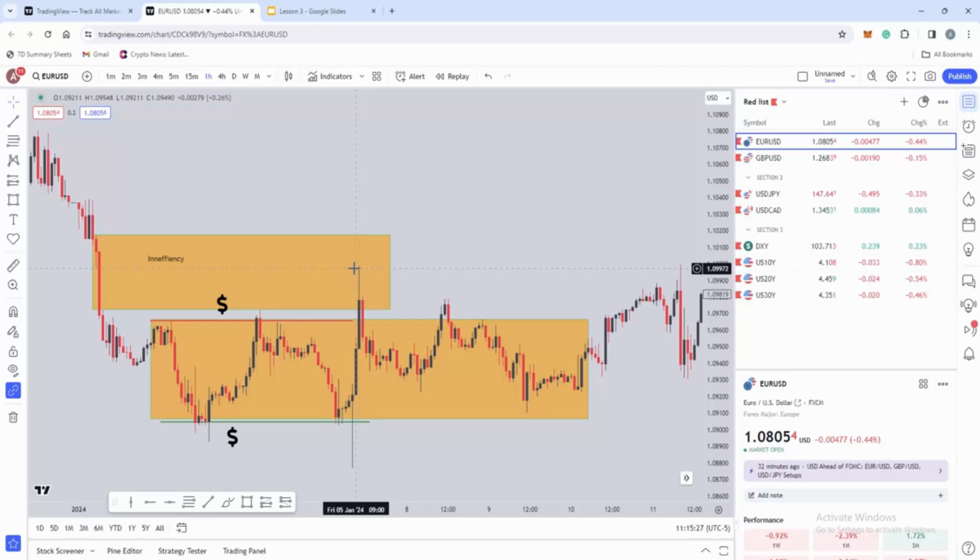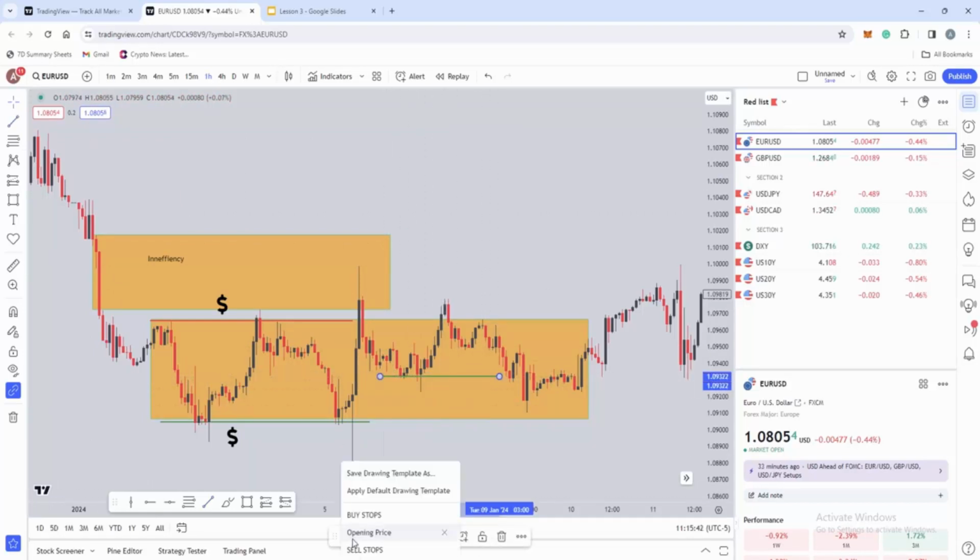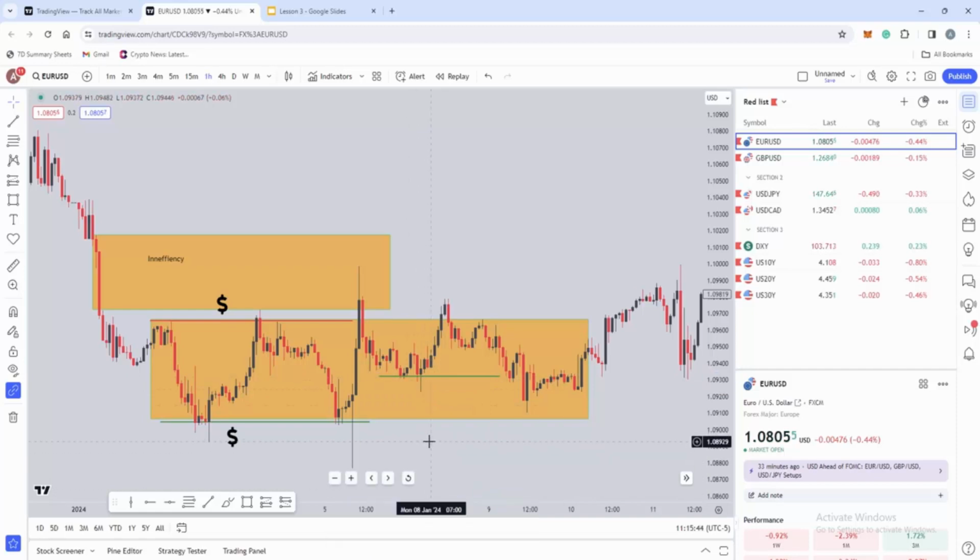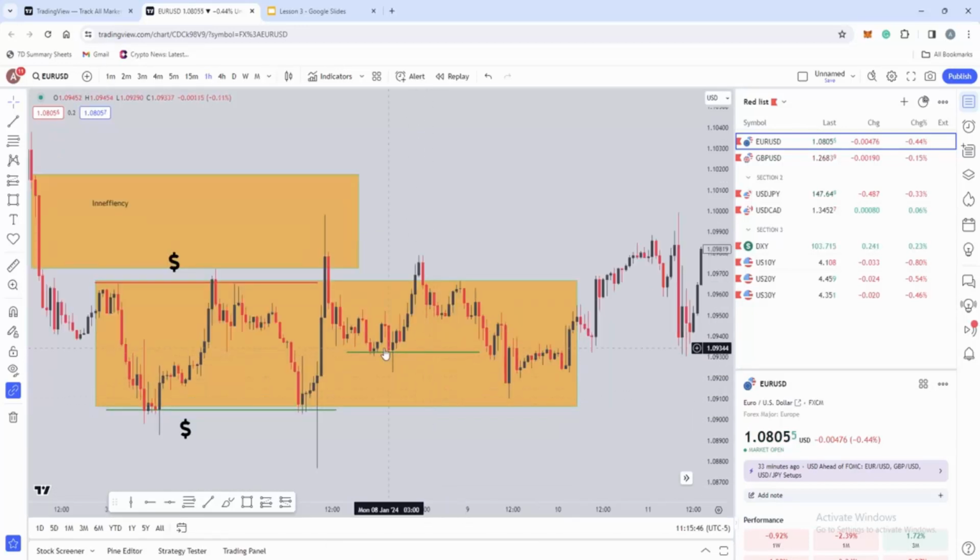So once price came to fill this inefficiency, price will have to trade back down and just simply go up and down, up and down. And what we see here is another form of sell side liquidity because of the equal lows. It's just more recent, so it's more short term. Price came here, and then price took out this sell side. And so after it took out this sell side, what would the next logical area be? At these equal highs.